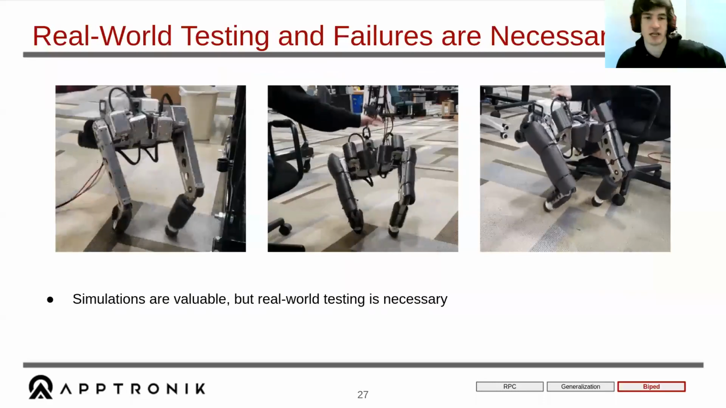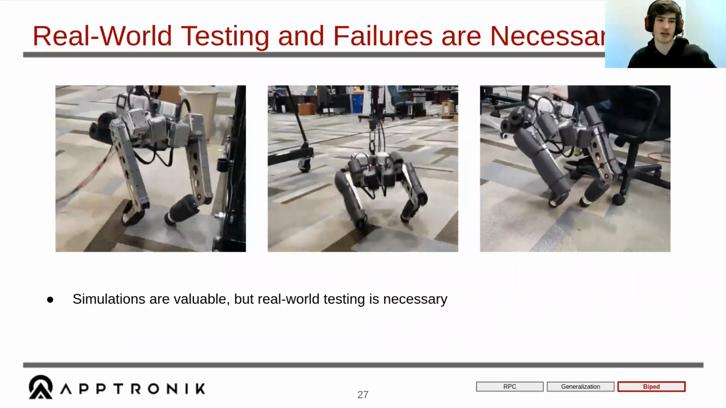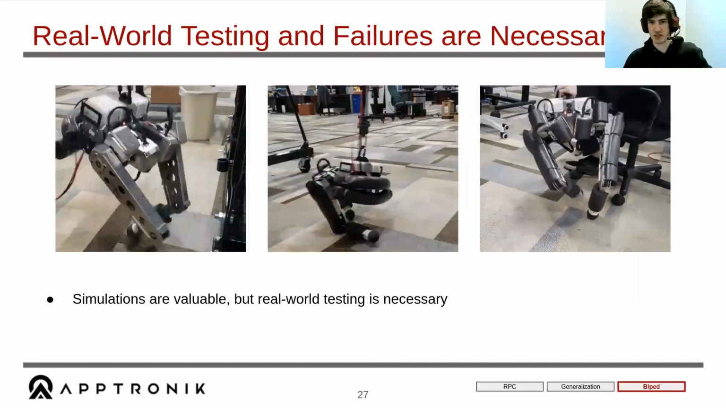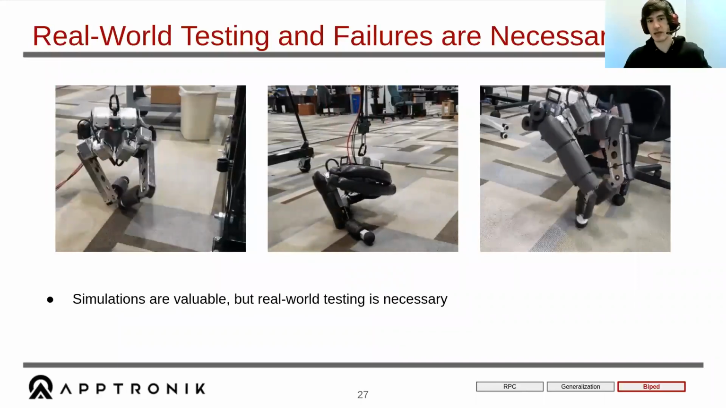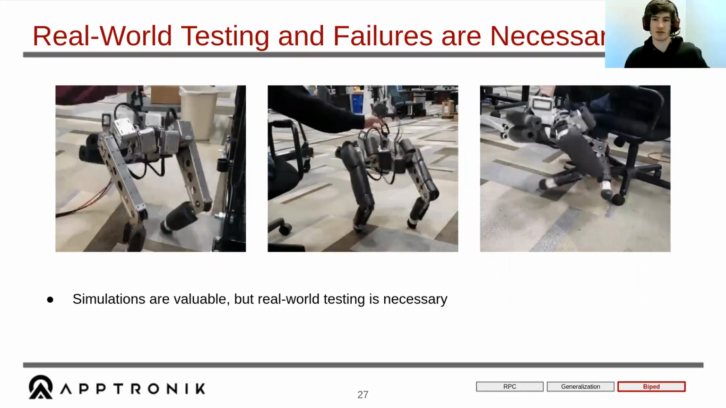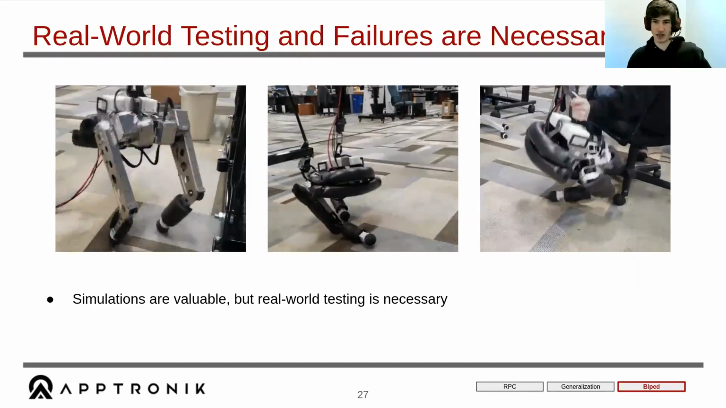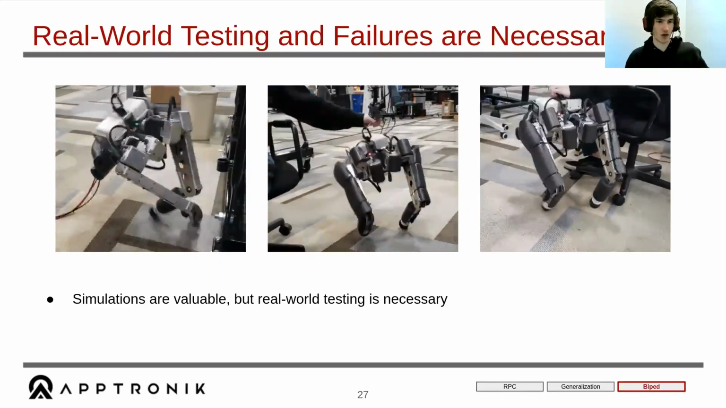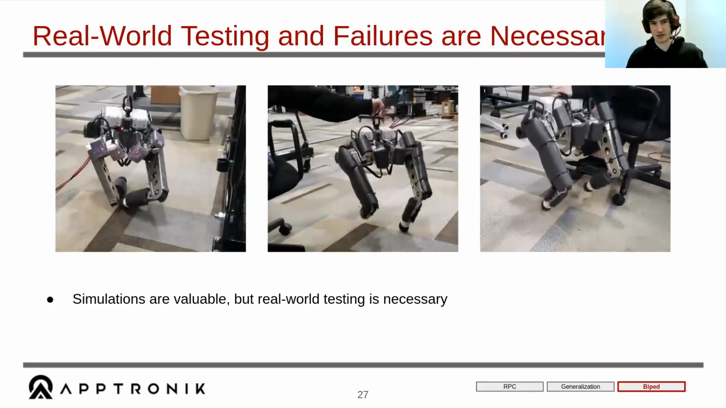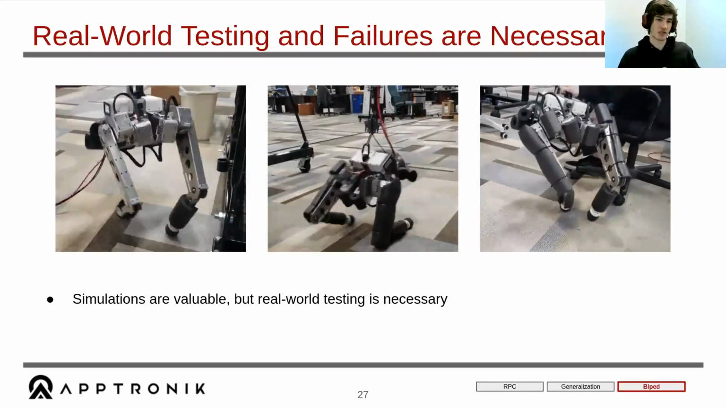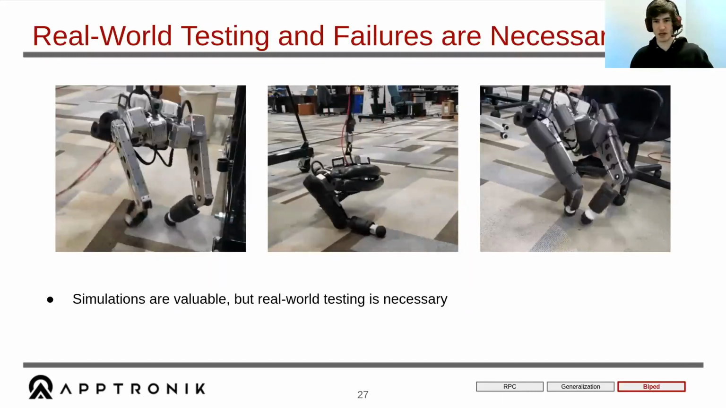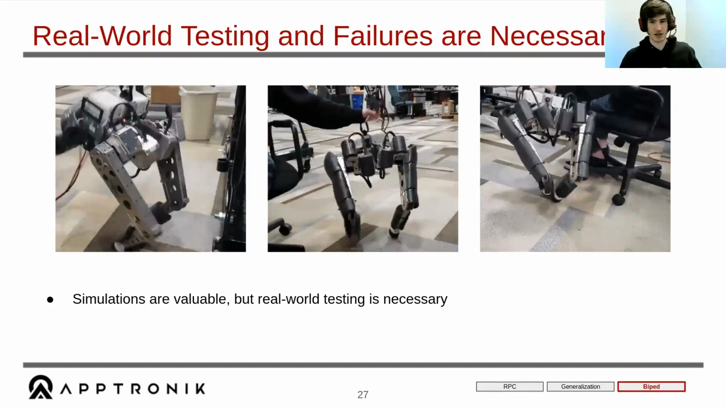And so that's why I think real world testing is absolutely necessary. Having a robot that fails, that falls over and is able to get right back up and walk, I think is extremely valuable. So that's why we designed this simple biped. It was cheap and it's robust to falls.